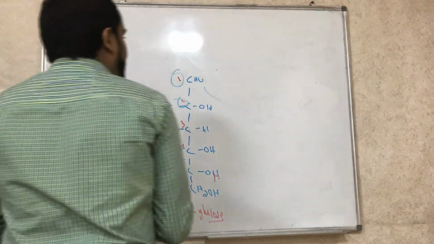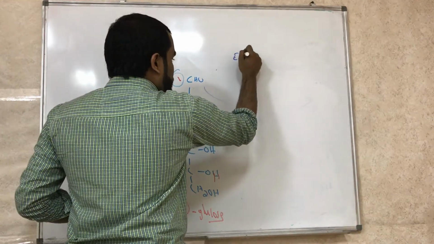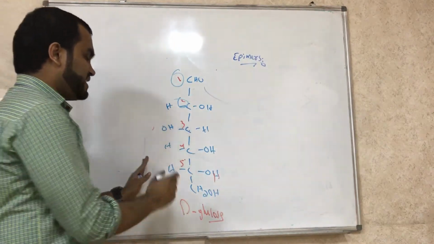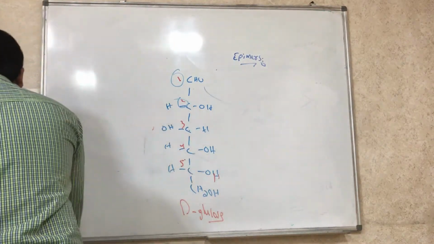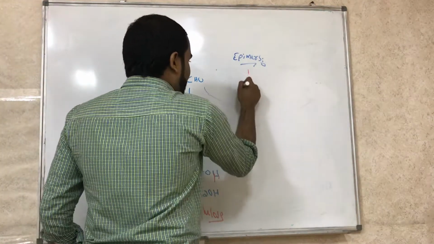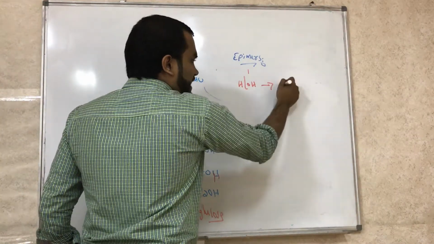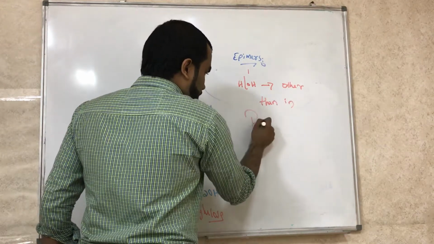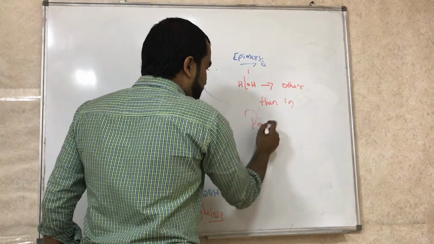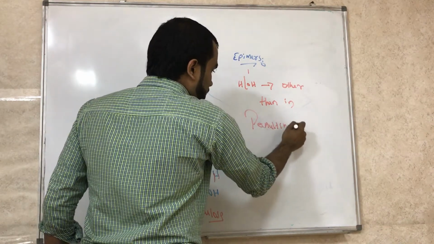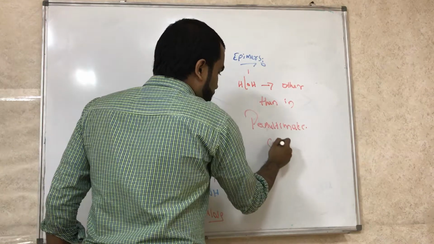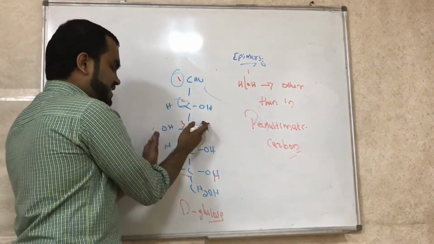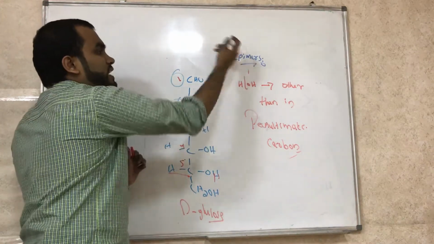See, epimerism means, for epimers, the OH orientation changes at a position other than the penultimate carbon. Penultimate carbon is this one. So if it changes here, if it changes here, if it changes here, we call it epimers.